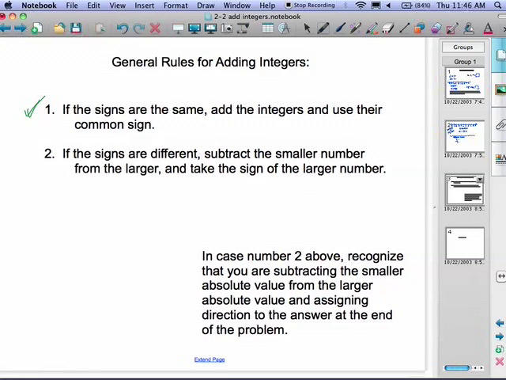Now for the more difficult of the two rules. If the signs are different, subtract the smaller number from the larger number and take the sign of the larger number. All right, that's the simple way to put it, but in case number 2 above, in this one here, recognize that you're subtracting the smaller absolute value from the larger absolute value and assigning direction to the answer at the end of the problem.